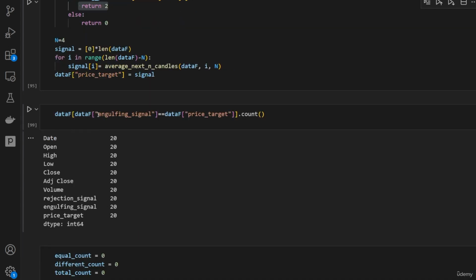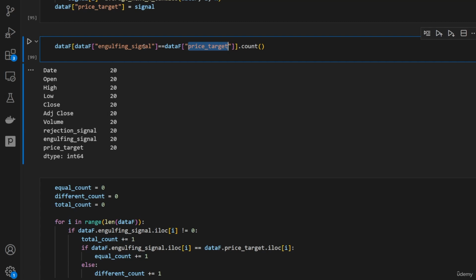We're going to check when the engulfing signal is equal to the price target. If they had been heading in the same direction, it means that our forecast is equal to whatever happened for the price target, or the future average of the price. And this way we are testing both directions, the positive and the negative category. We're counting how many times these two signals were equal, and we have 20 times. So 20 times the signals of the engulfing pattern corresponded with the future of the price.